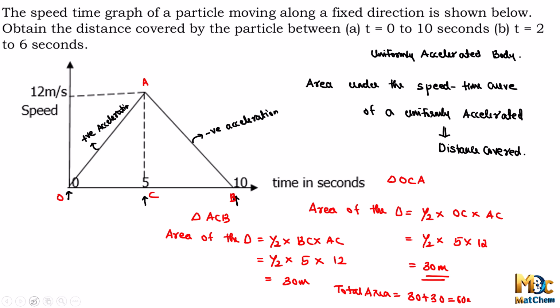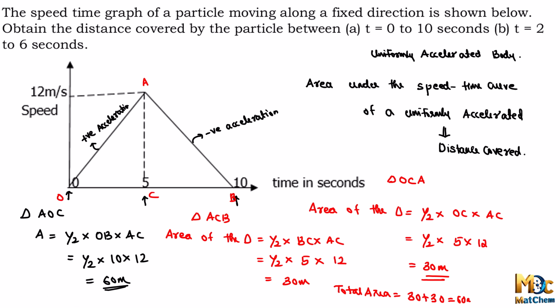You can also do it directly. How can you do it directly? You can take the area of the triangle AOB. If you find the area, that is equal to half into the base OB into the height AC. That is half into the OB length, which is 10, into the AC length, which is 12. 120 divided by 2 is equal to 60 meter. You can get the answer directly also.